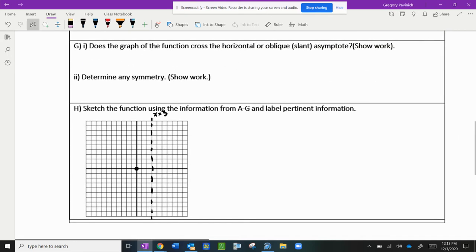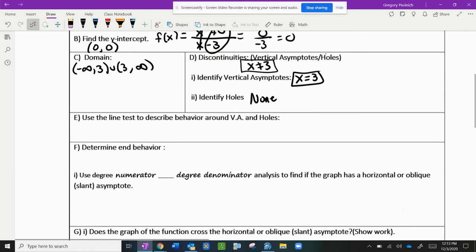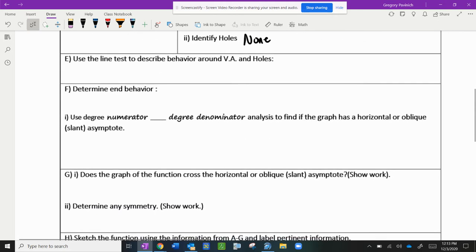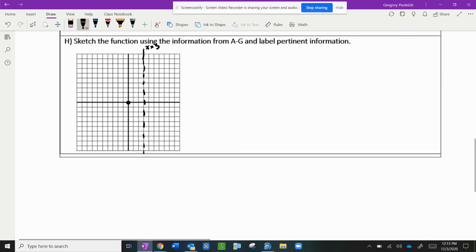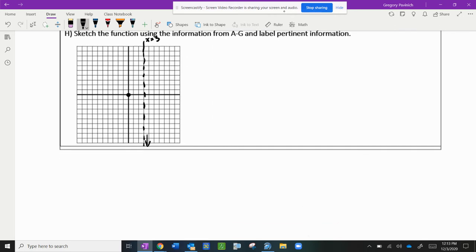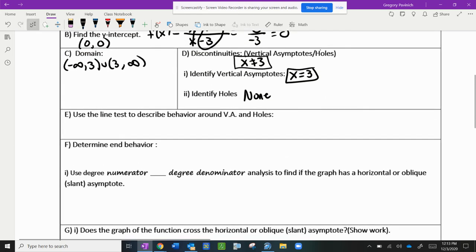And now I can start to put together what my graph might look like. However, I do need to test and see: on the right side, is my graph going up forever, or on the right side, is it approaching and going down forever? So we're going to do a test line. Remember, we don't have to test the holes, just the vertical asymptote.